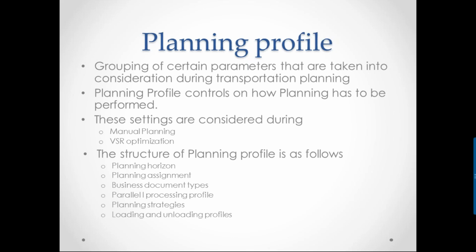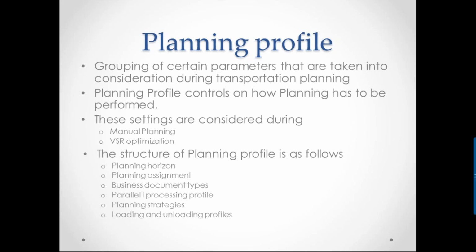So here the planning profile contains whether we want planning assignments or planning origin or business document types, parallel processing profiles or loading and unloading activities, or we want carrier details, or we want capacity planning. All these things will be there in the planning profile. Come again, what does it mean, the structure of planning profile? We are planning based on the capacity, or based on the carrier selection, or based on the planning documents, that means business document types, or planning strategies, loading or unloading profiles. So there are different other profiles which all together are called planning profiles.